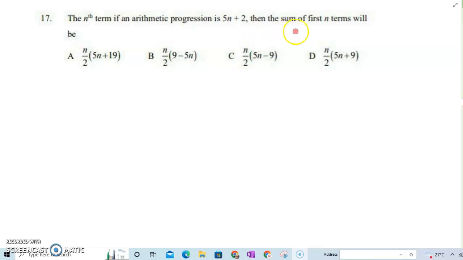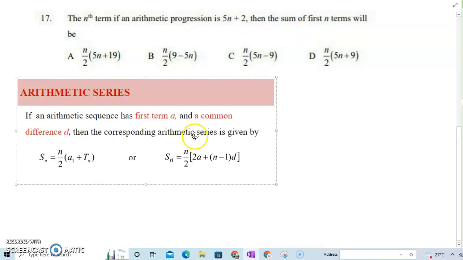Okey, ini salah satu soalan lagi dalam set latihan UPS di mana the question asks to find the sum of the first n term given the n term. Okey, dia bagi Tn, dia suruh cari Sn. Okey, based on your notes, kita ada dua formula.